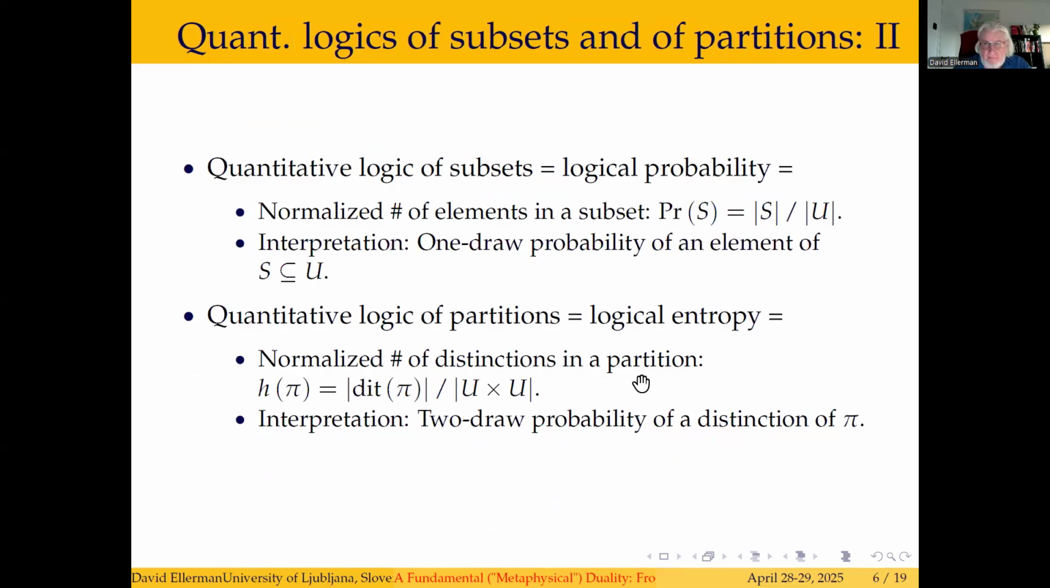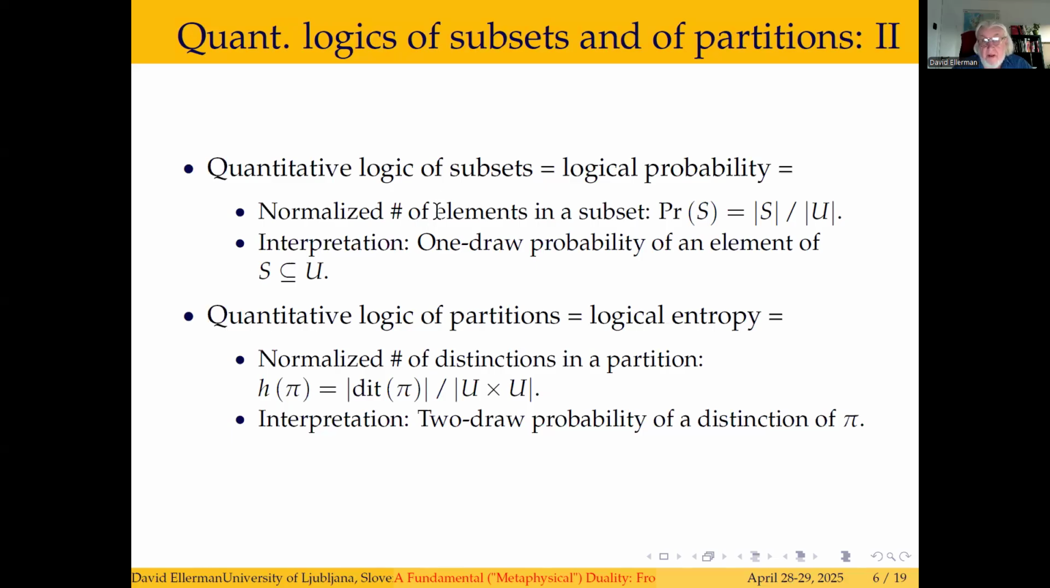But we want to move to the quantitative version of this. The quantitative version of the logic of subsets, which was developed as Boolean probability or Laplacian probability, is you just take the number of elements and you normalize it. So the probability of S is the cardinality of S divided by the cardinality of the underlying set. And of course, the interpretation is if you take a random draw from U, that's the probability of getting an element of S. Here we're assuming the elements are equiprobable. But this is where probability theory starts, and then you generalize it by taking different point probabilities and so forth.